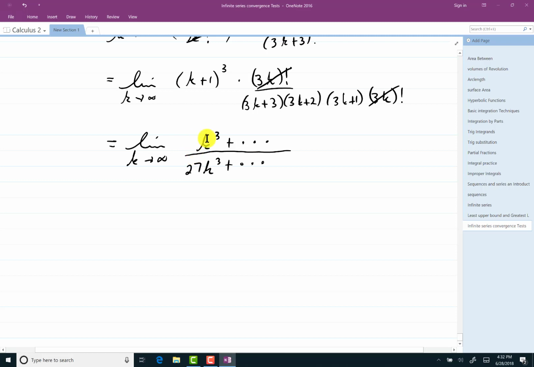There's a million ways you can do this. You can use L'Hopital, or you can just recognize and remember that if the power is the same in the numerator and denominator, the highest power that is, then you simply take the quotient of its leading coefficients. So this equals 1 over 27. That means the series converges.